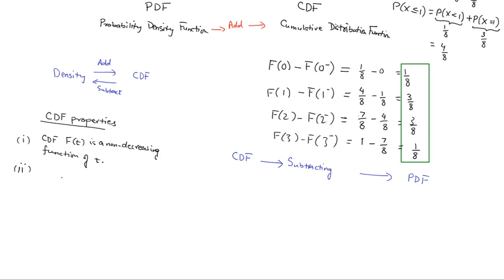A second property is that F of minus infinity equals 0, and F of infinity equals 1. Now I am tempted to not explain them and say that they are obvious. Are they obvious to you? They should be obvious to you. Are they?